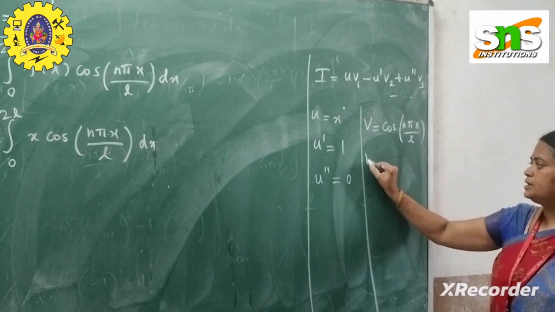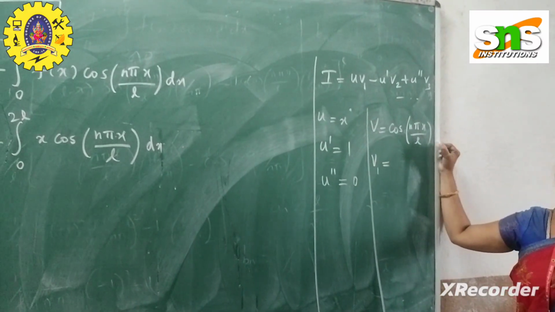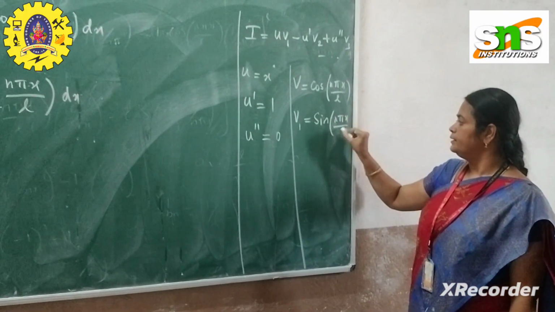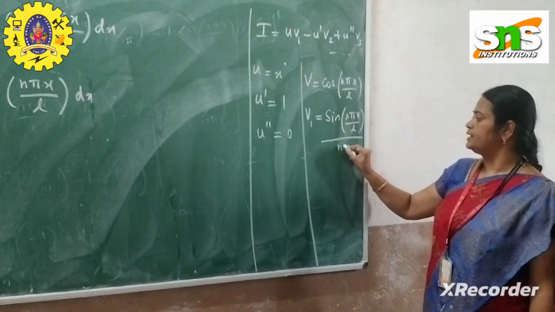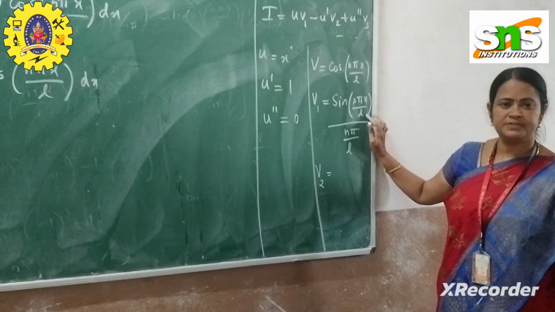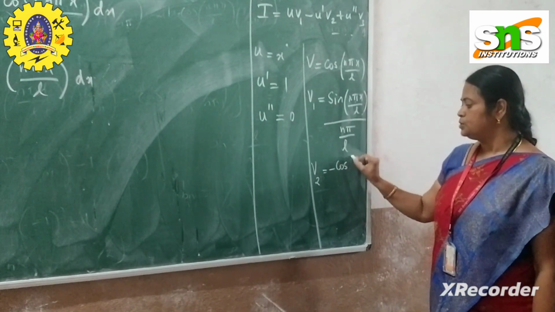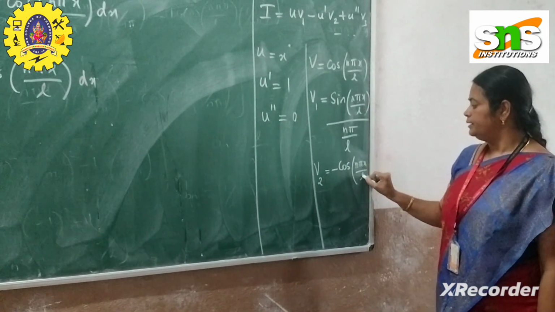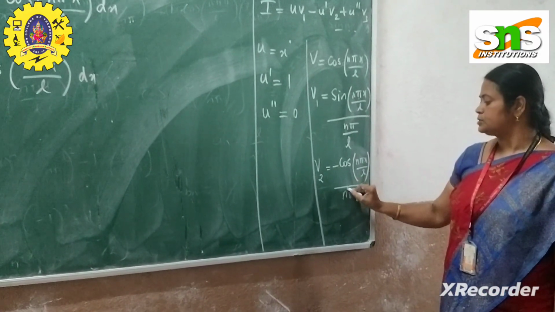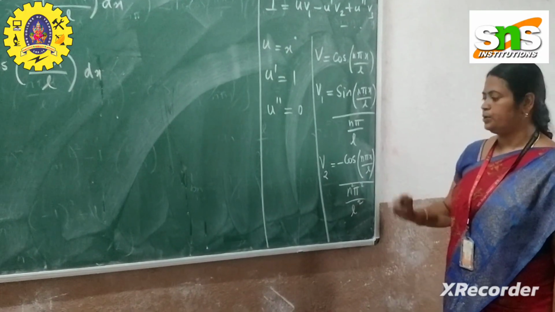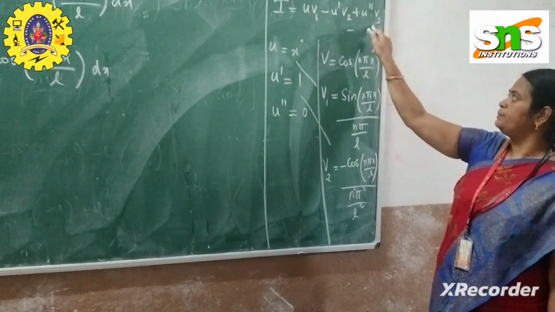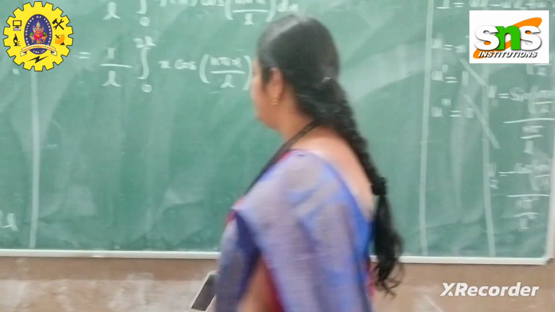Similarly v is nothing but integration, so v1 is equal to integral of cos. When you integrate cos you get sine, so sine of n pi x by L divided by the coefficient of x, which is n pi by L. Similarly v2 is equal to integral of sine. When you integrate sine you get minus cos, so minus cos n pi x by L divided by n pi by L. Already one n pi by L is here, so n square pi square divided by L square. So you have to multiply u into v1 and u dash into v2. u double dash is 0, so no need to find v3. Let me substitute it here.